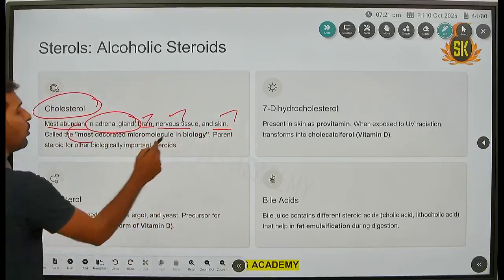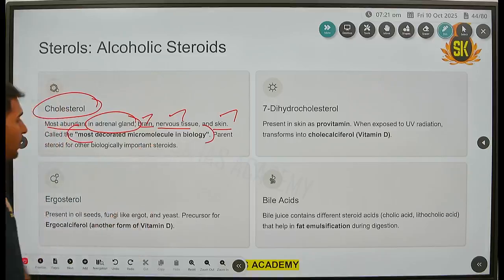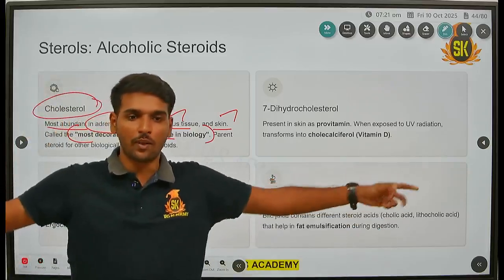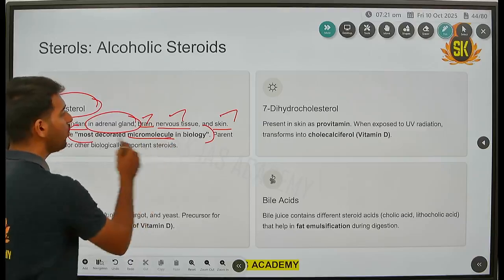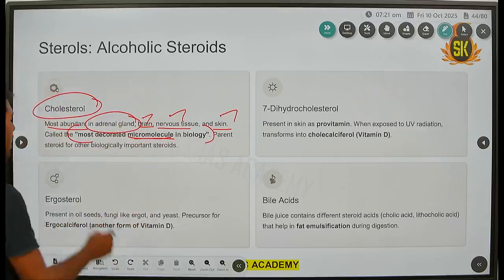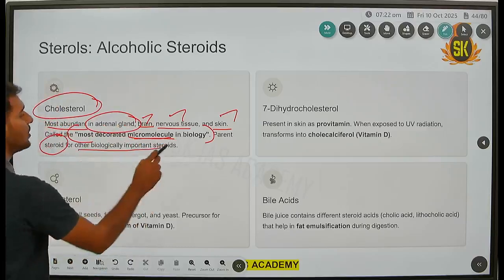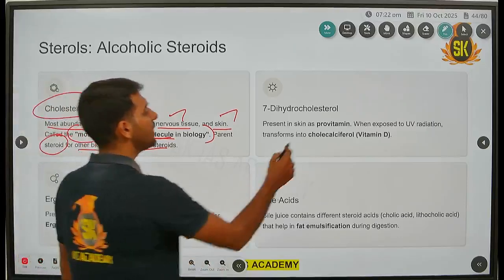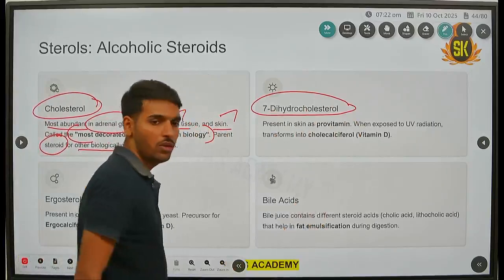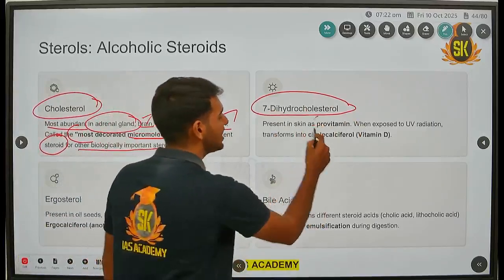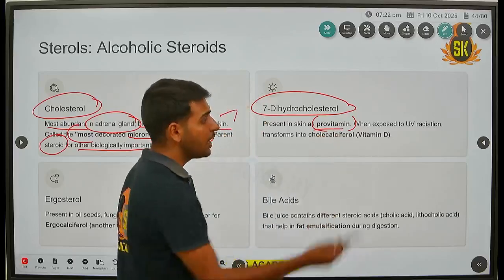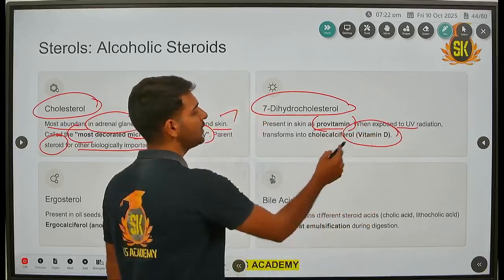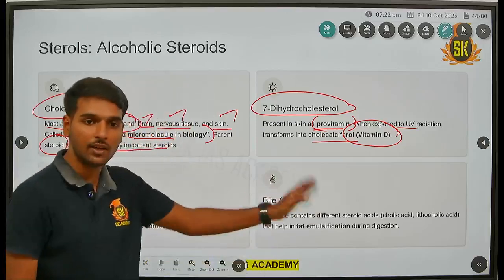It is considered to be the most decorated micromolecule. What molecule? Not macro. Micro, because we are not discussing the whole of lipid, just steroids. Micromolecule in biology. Parent steroid for other biologically important steroids. Now we have 7-dihydrocholesterol present in skin as provitamin. When exposed to UV radiation, it becomes vitamin D, which is also known as, a question will be asked here too.